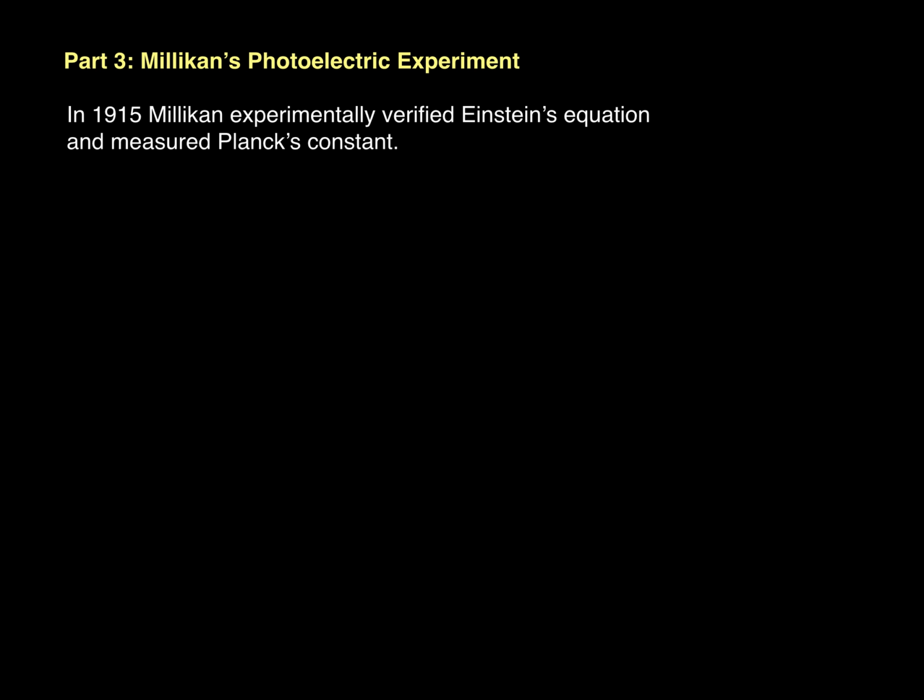Part 3. Millikan's photoelectric experiment. In 1915, Millikan experimentally verified Einstein's equation. Einstein's equation is Ek equals the energy of the photons minus the work function. And he also measured Planck's constant.